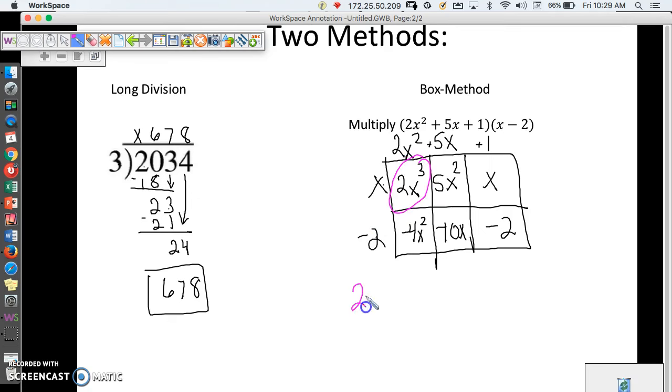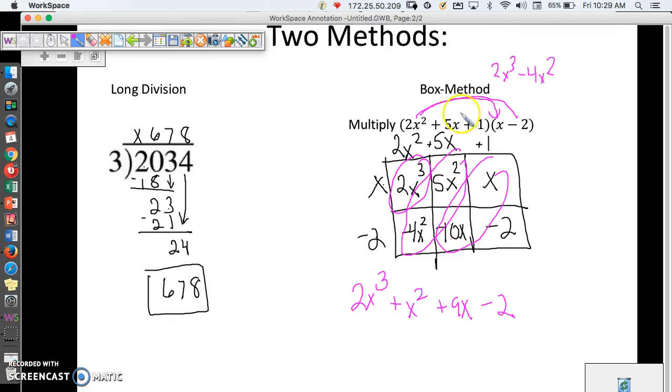So we had just 2x cubed, but then if we combine these, 5x squared minus 4x squared is just x squared. Negative 10x plus x is negative 9x, minus 2. And you would have gotten the same thing if we would have FOILed this as well. So 2x cubed minus 4x squared plus 5x squared minus 10x plus x minus 2, you end up with the same thing. Sorry about that, this should be minus 9x. But we're going to focus on that box method today.